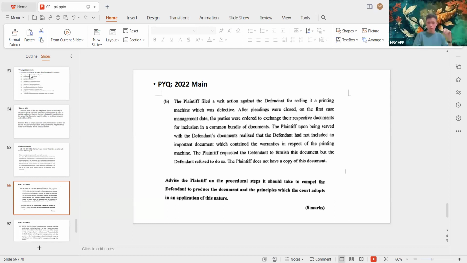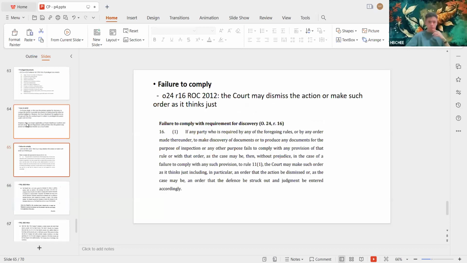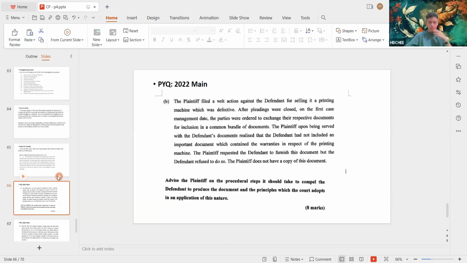Are we okay? But Order 14 rule 16 is a bit far-fetched already because it never talks about what? Failure to comply. That's why I think it's a bit beyond the question already.